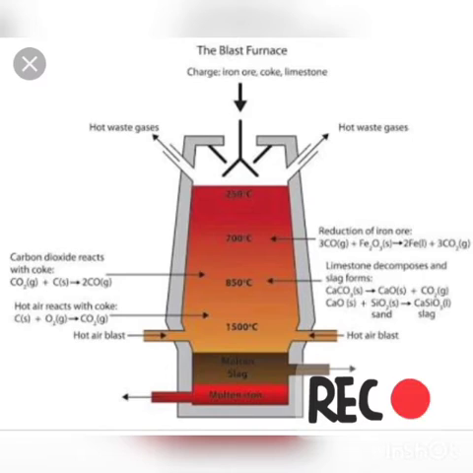Here are the chemical equations for the reaction. Iron oxide and carbon would produce iron and carbon dioxide. In this reaction, the iron oxide is reduced to iron and the carbon is oxidized to carbon dioxide. In the blast furnace, it's so hot that carbon monoxide can be used in place of carbon to reduce the iron oxide.